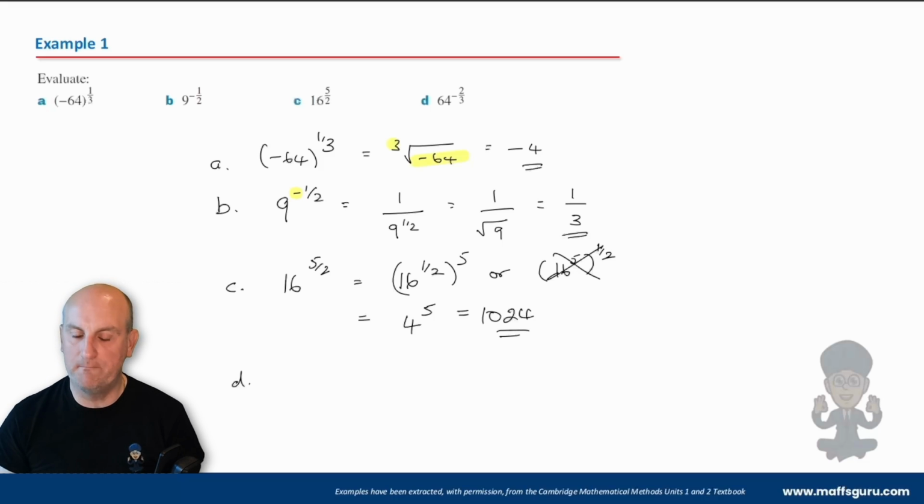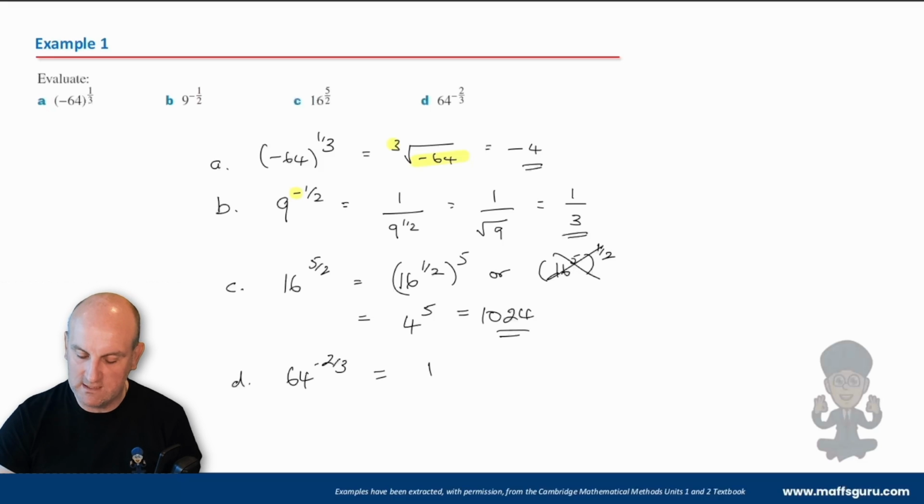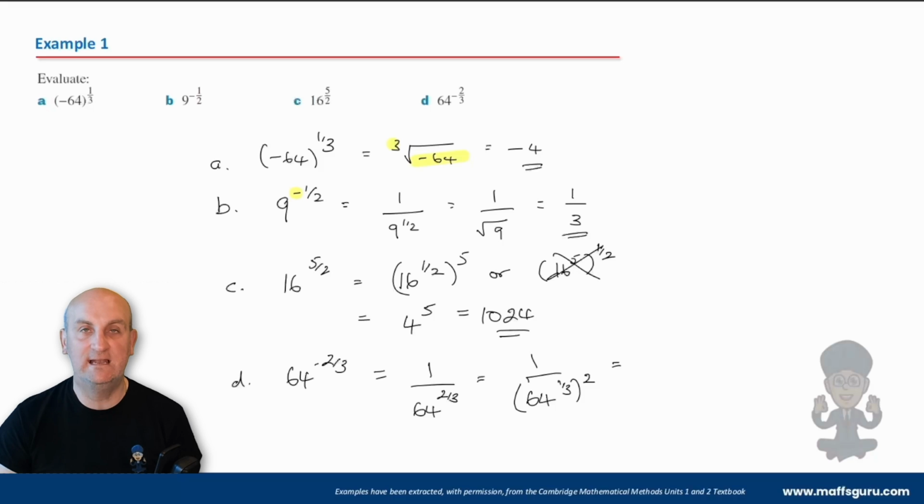What's the next one? 64 to the -2/3. Well, that negative sign, thank you, Mrs. Hurst, gave me 1 on 64 to the 2/3. Now, I could do 64 squared to the power of 1/3, but that seems silly. So I'm going to do 64 to the 1/3 and then squared, because that is the cube root of 64. What number, when multiplied by itself 3 times, gives me 64? 4. It was going to be 4. So that's the same as 1 on 4 squared, or 1 on 16.